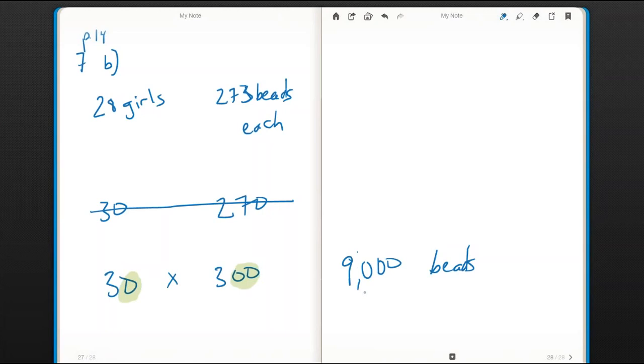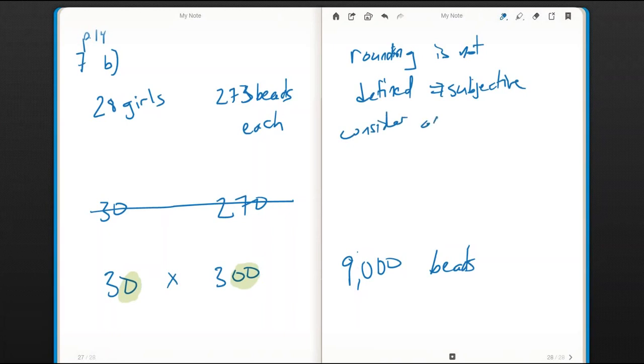Same thing with number 8. When you're asked to have an estimate on 8A and you have all these different numbers, they round everything to the tens in that case. And if your student rounds to something different, let me just write this down and make sure we're understanding. If the rounding is not defined, in other words, they don't say round to the nearest 10 or round to the nearest 100, that means it's subjective, right? It's left to your own interpretation, then you need to consider your student's answer based on how they rounded.